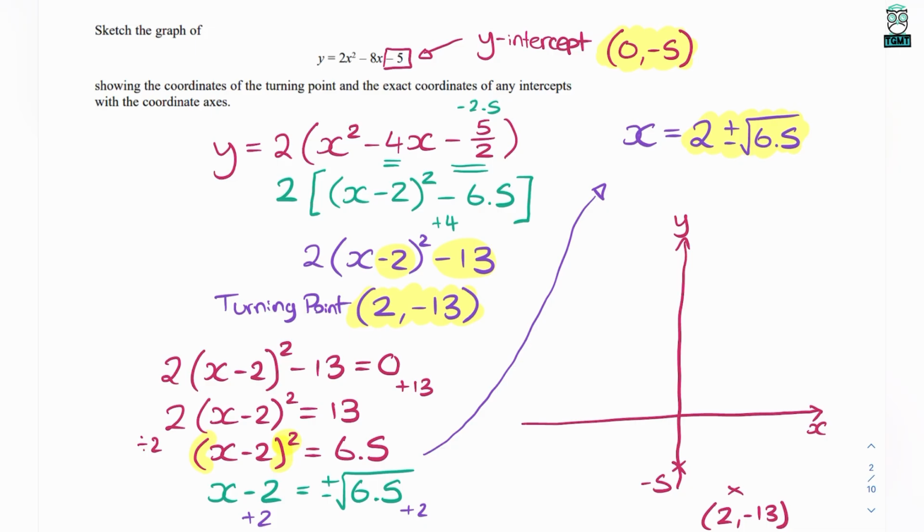But that means I know that one of them is going to be negative, so here somewhere, and that is going to be, let's just label it to the left so it doesn't get in the way of my curve, 2 minus the square root of 6.5. And on the right, let's say it goes here somewhere, and that will be 2 plus the square root of 6.5. And there we go, there's our coordinates.